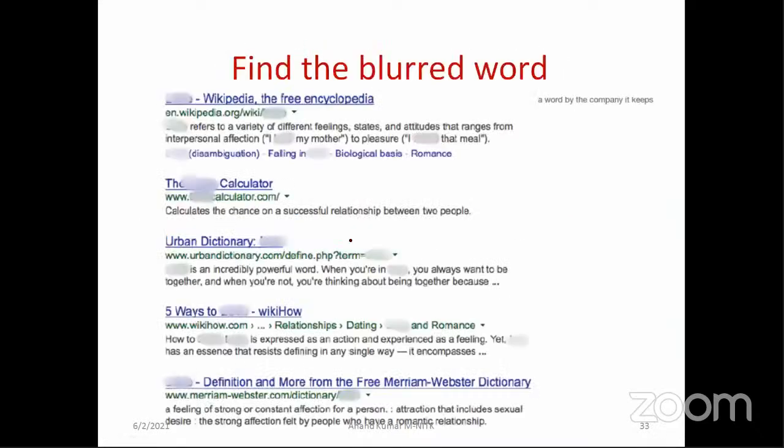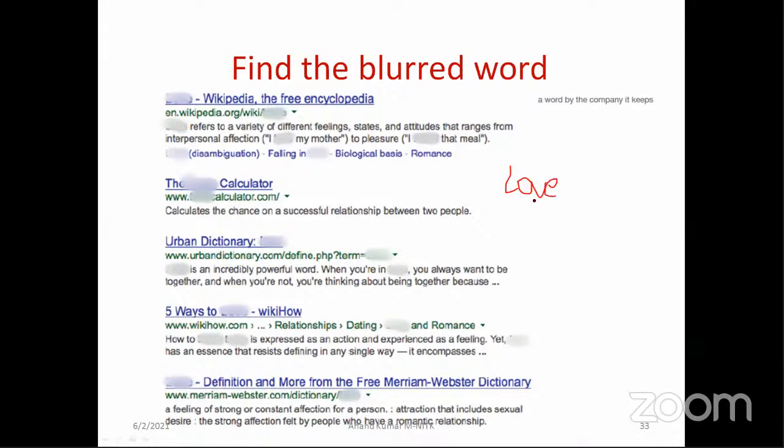Exactly correct. You can see here I have blurred a word. Can you identify which word I have blurred? Only one word is blurred in the complete picture. Which word did I blur? I think the first word is love. Yes, all are the same actually, so the answer is love.